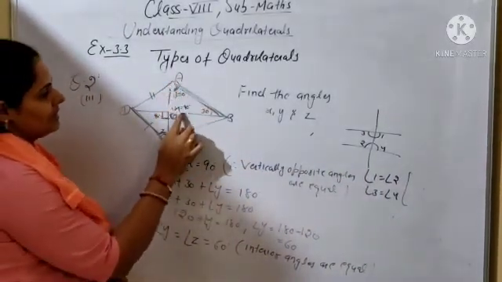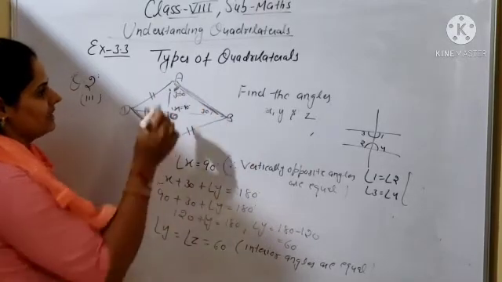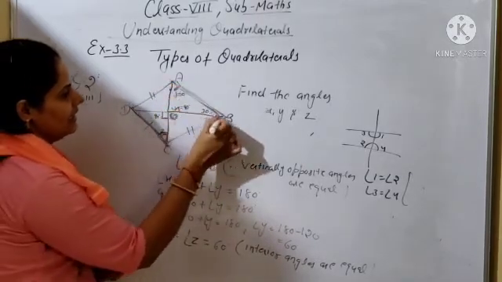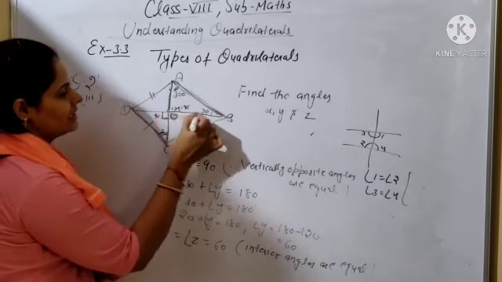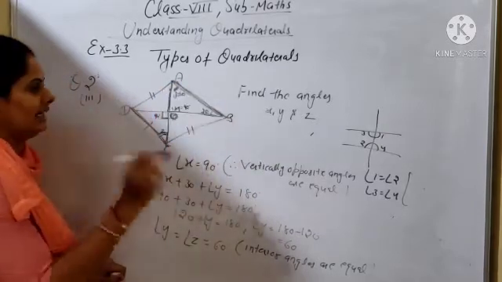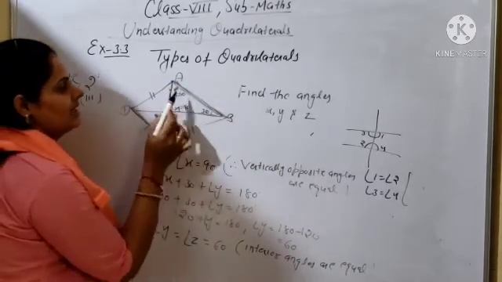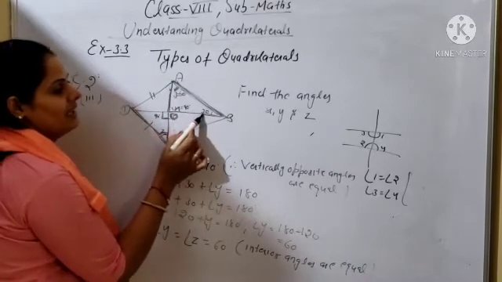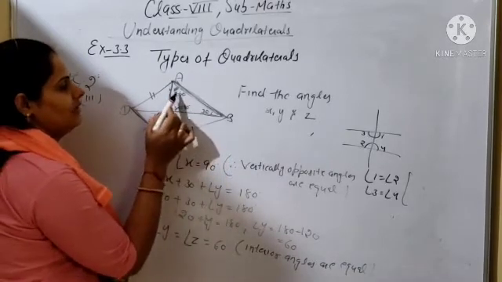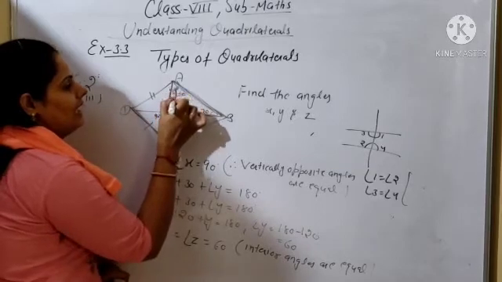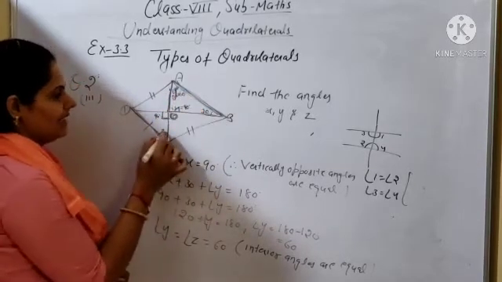After that, you can see this one is a triangle, and in this triangle the sum of all the angles is equal to 180 degrees. So this one is 90, this one is 30, so 90 plus 30 is 120, and 180 minus 120 is 60 degrees. Now angle y is 60 degrees, so what will be angle z?